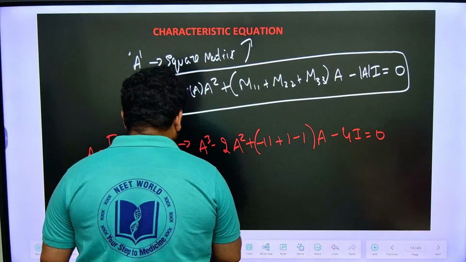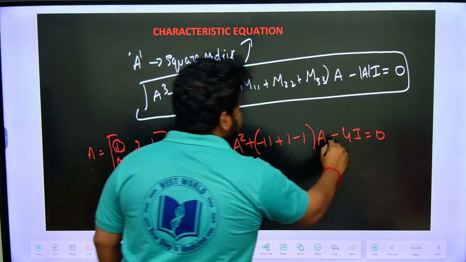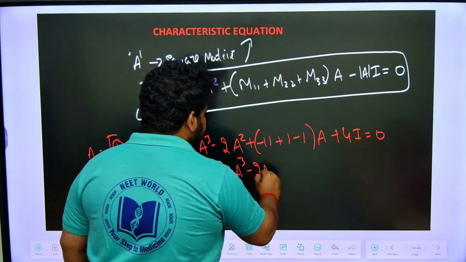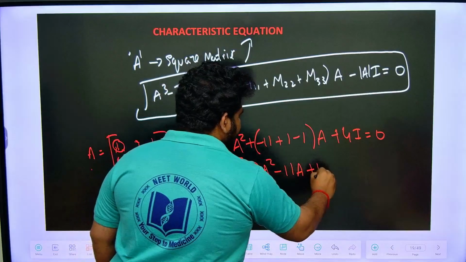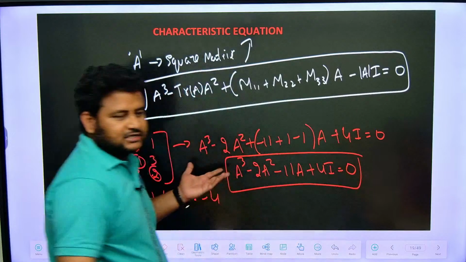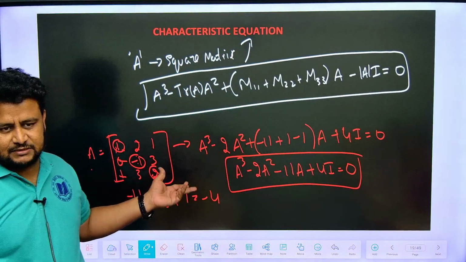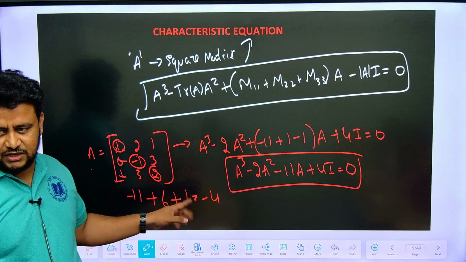So I can write this as minus 4, which means this will become plus 4. So this will become a cube minus 2a square minus 11a plus 4 times identity is equal to 0. This is the characteristic equation of the given matrix. Very simple. If you know this, just put the value. Simple calculation, basics, multiplication, addition. That's all there is, but you should be careful. In simple things only we will do wrong.